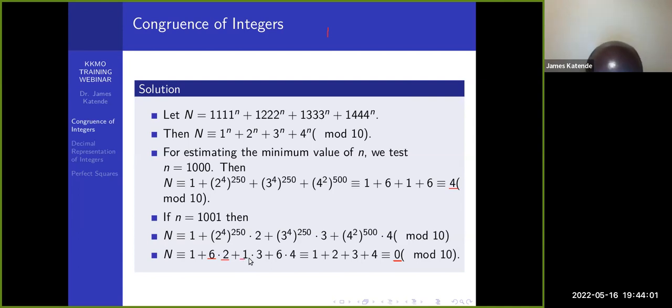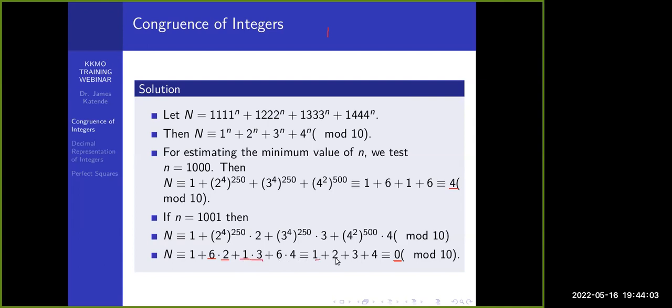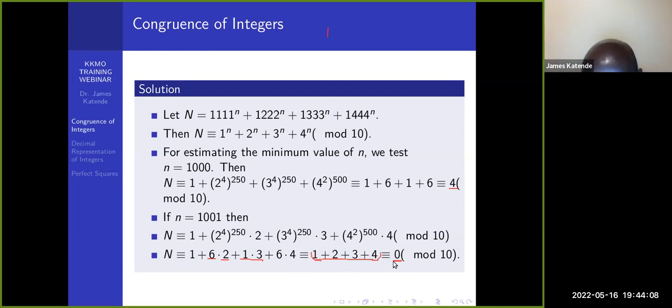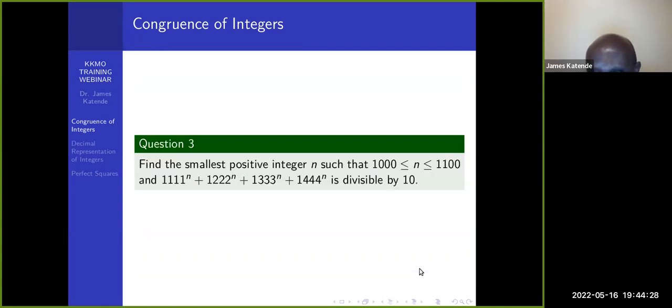So using the same ideas, we do the same throughout. And when you add all this up, this is exactly 10. And therefore the remainder, when this number n is divided by 10, is 0. So when n is equal to 1,001, it is divisible by 10. The question was asking to find the smallest positive integer n between 1,000 and 1,100, such that this number is divisible by 10.